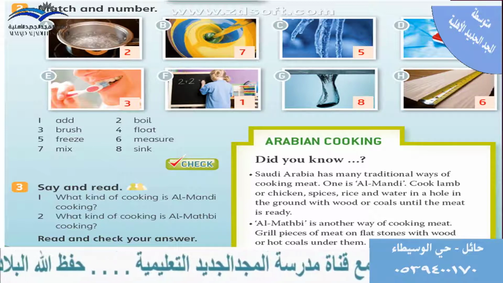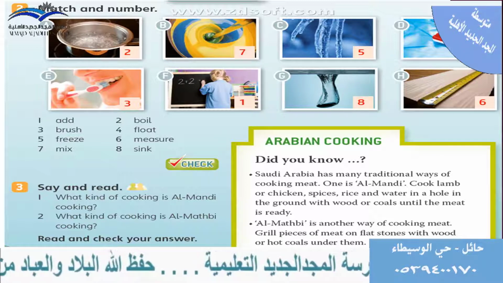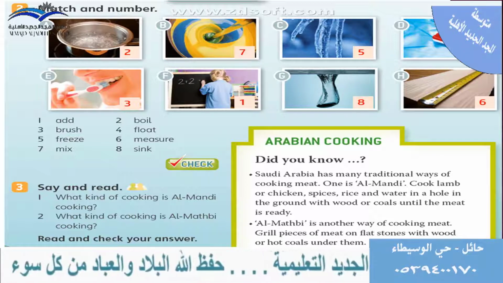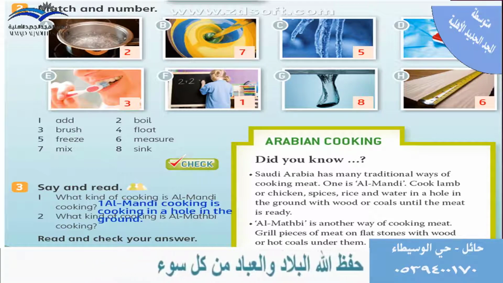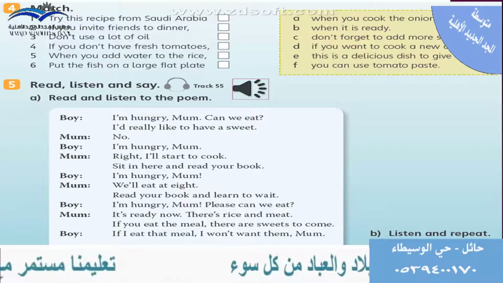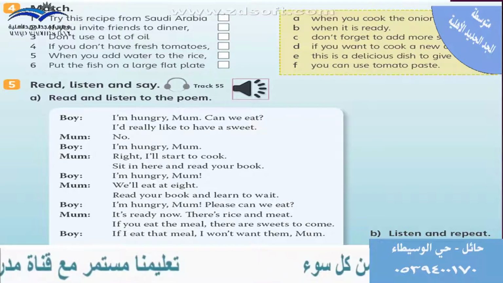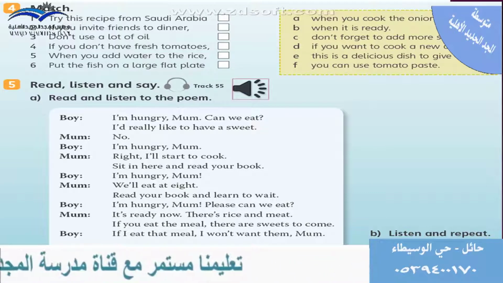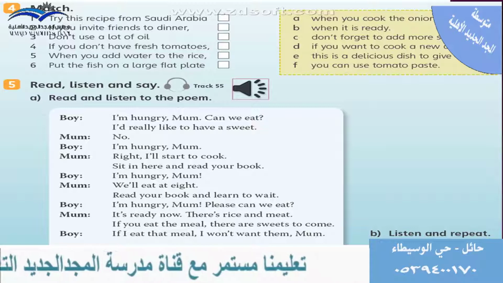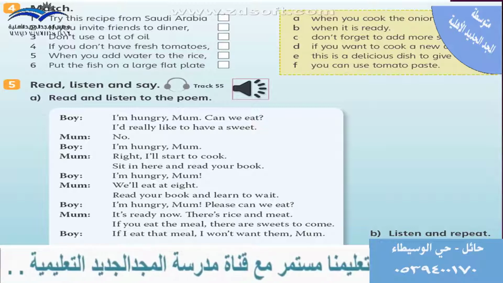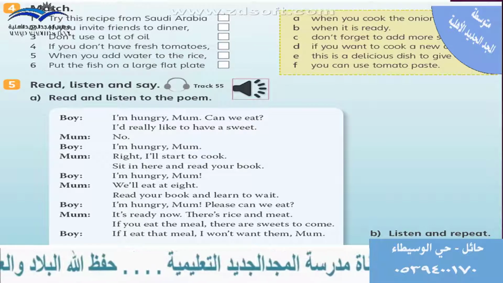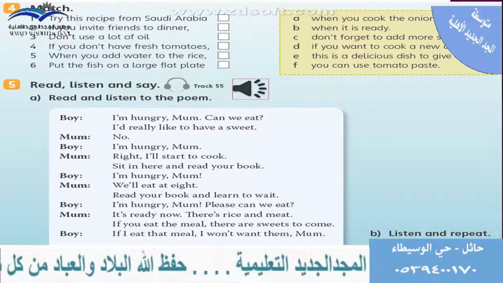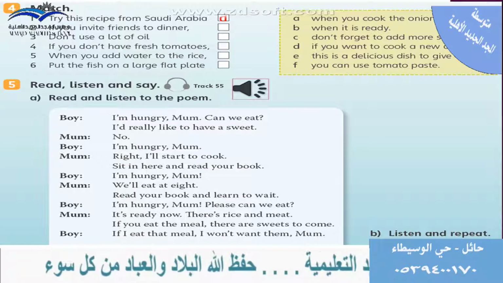This is the answer for the reading. My dear students, question number 4, match, وصل. Try this recipe from Saudi Arabia. So the answer will be number D. If you want to cook a new dish.